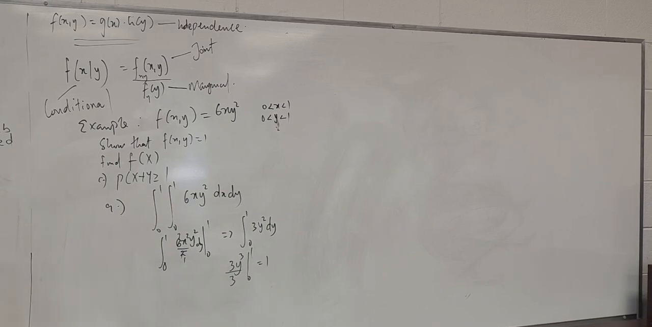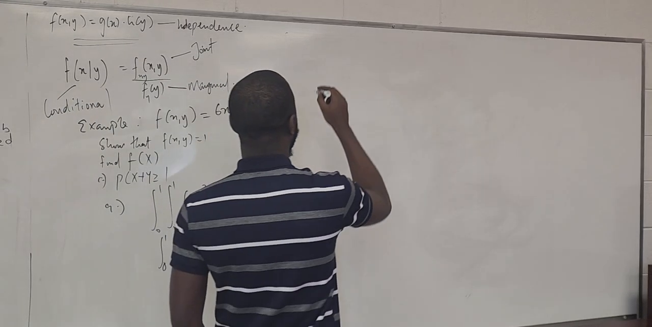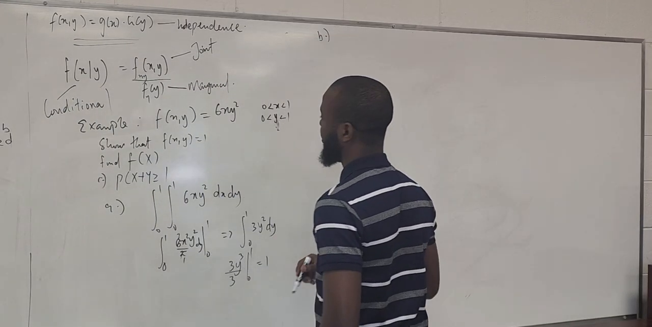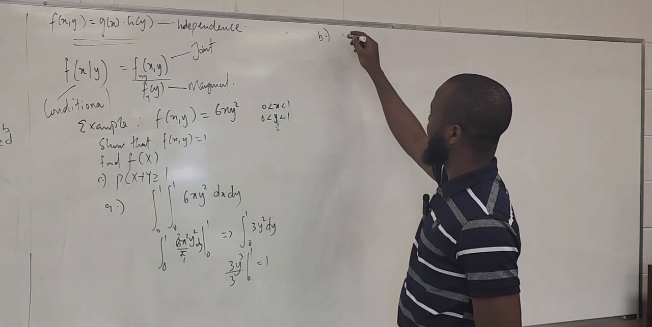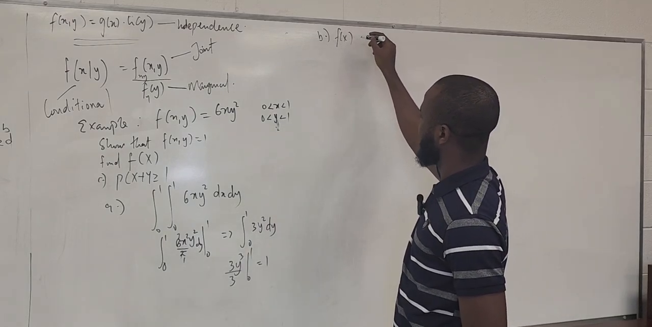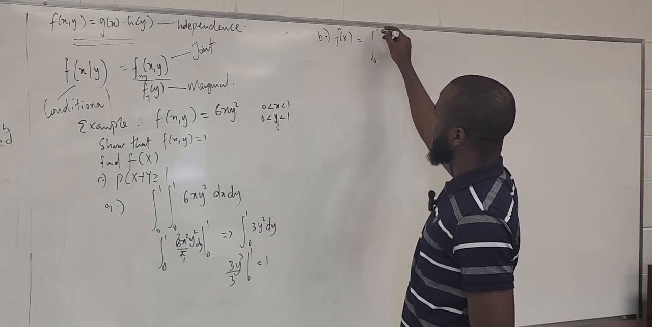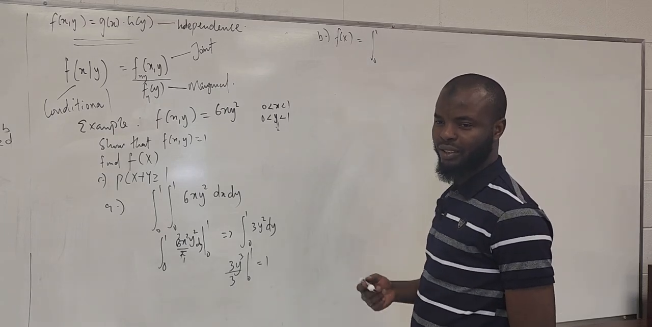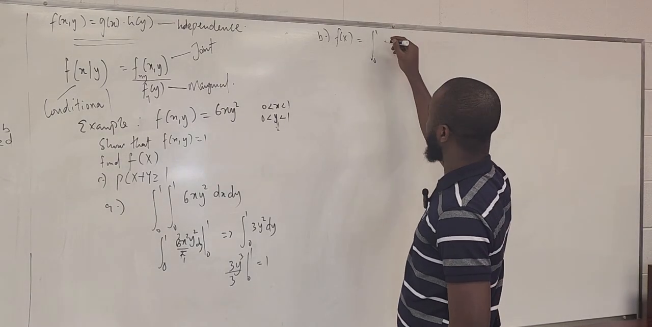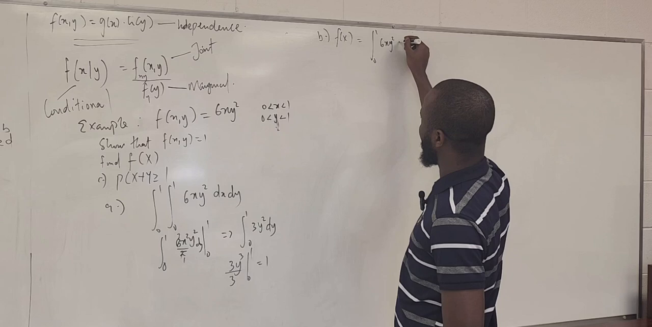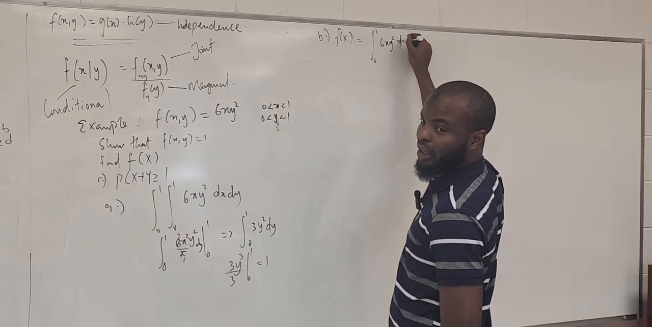It is a PDF. Now, for the B part, find the f of x, which is the marginal distribution. Here, you don't have any problem with the limits, since they have the same limits. So here we have 6xy squared with respect to dy.